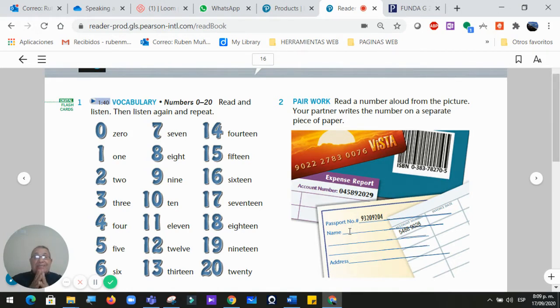Now, what is your ID number? My ID number is 12546707. Okay? No need to say 12 million, 14, no. In this case, you can say one by one.